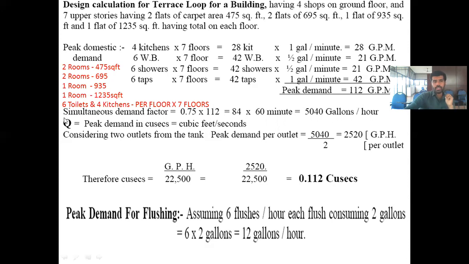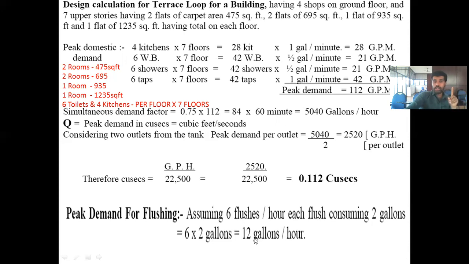Here we know that there are 6 toilets in each floor. So how many floors are there in total? 7 floors. So total toilets will be 7 into 6. Will be how much? 6 sixes are 36, 6 sevens are 42. So 42 toilets are there.